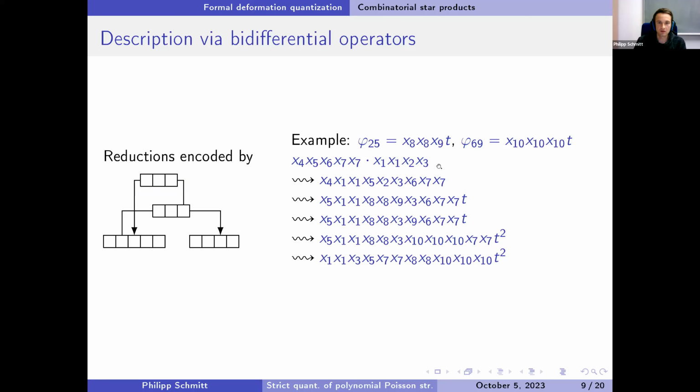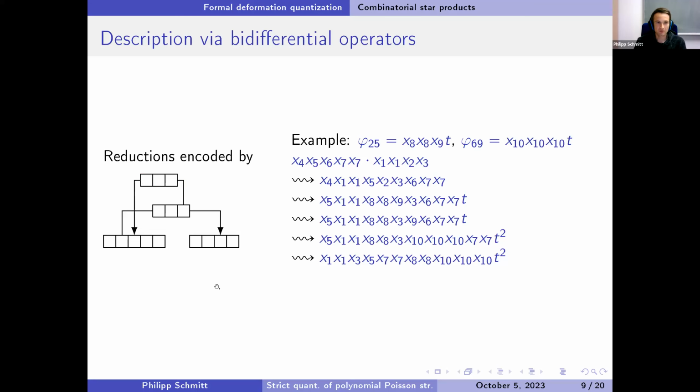And of course, this is only one summand of the combinatorial star product, which you would obtain if you take the graphs of all possible ways to stack these boxes on top of each other, and you sum the contributions of all of these graphs.